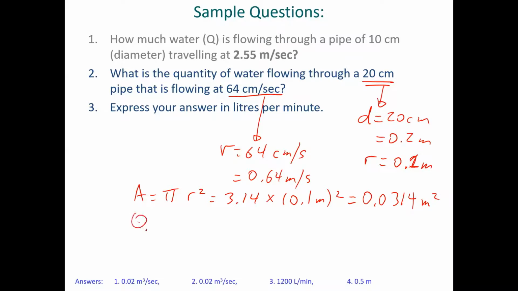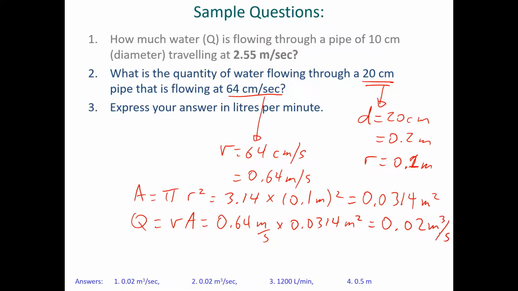Okay, and so our Q is equal to V A, so that's 0.64 meters per second times 0.0314 meters squared. Punch that in my calculator. And look at that, I get the same answer. I get 0.02 cubic meters per second. That's the same answer as the previous question.